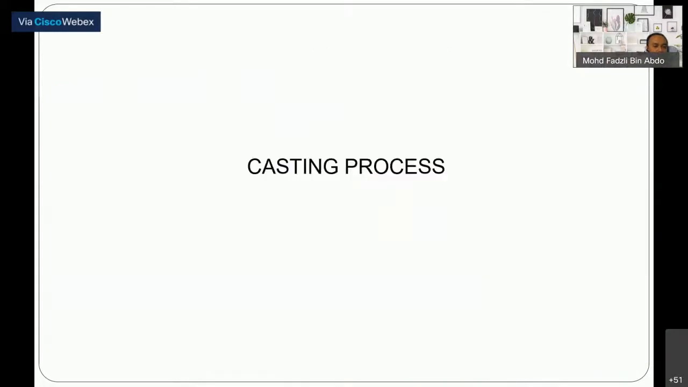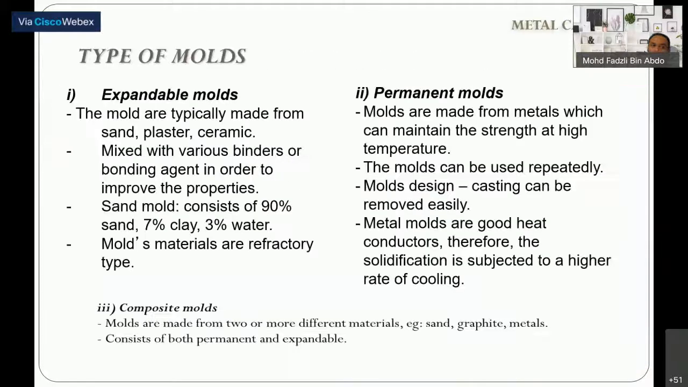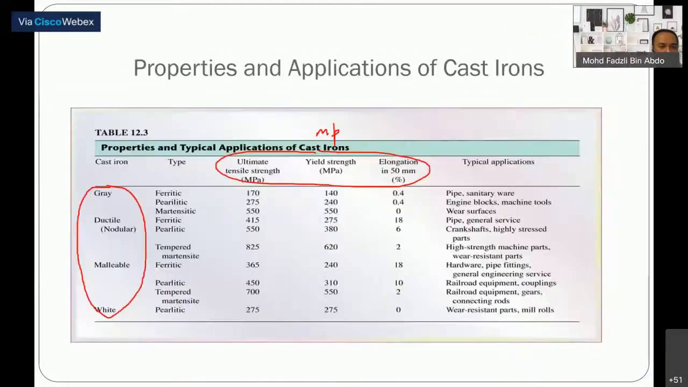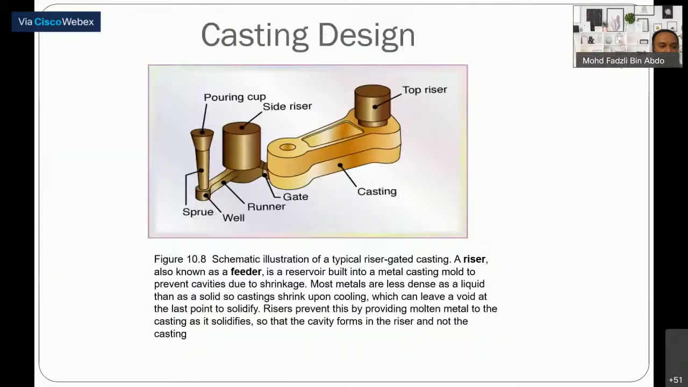Okay, ini tadi just macam pengenalan saja. So baru kita nak masuk the casting process. Untuk casting process, there are two molds, which is the expandable mold dan juga the permanent mold. Mold tadi yang ni lah. Ni you punya mold.